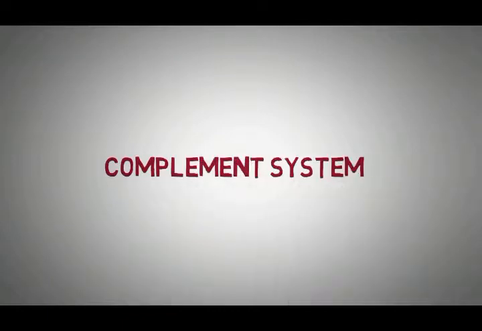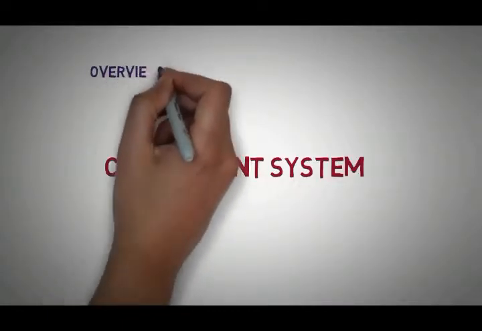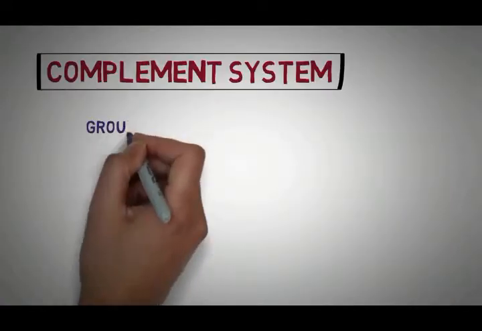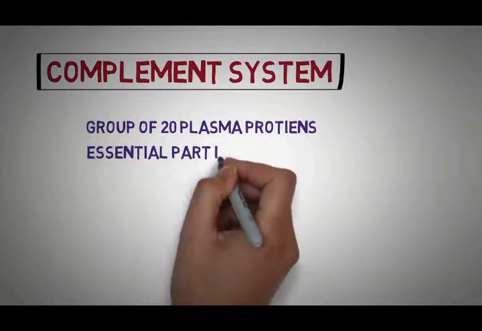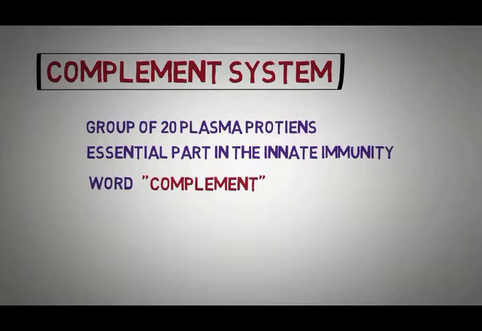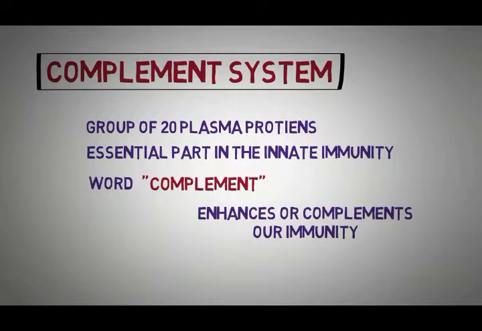In this video, we will study about the complement system. We will talk about the overview, the various activation pathways involved, and the various immune effects of the complement system. The complement system is a group of about 20 plasma proteins that form an essential part in the innate immunity. The word complement is used because the complement system enhances or complements our immunity.